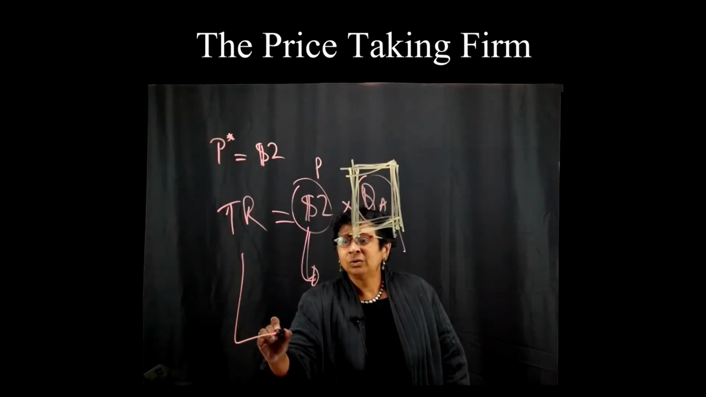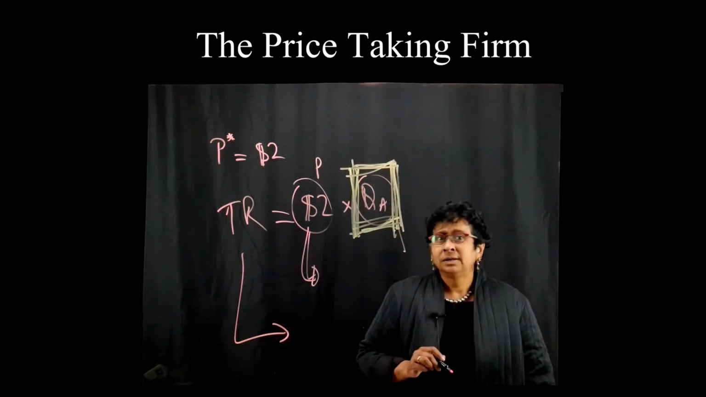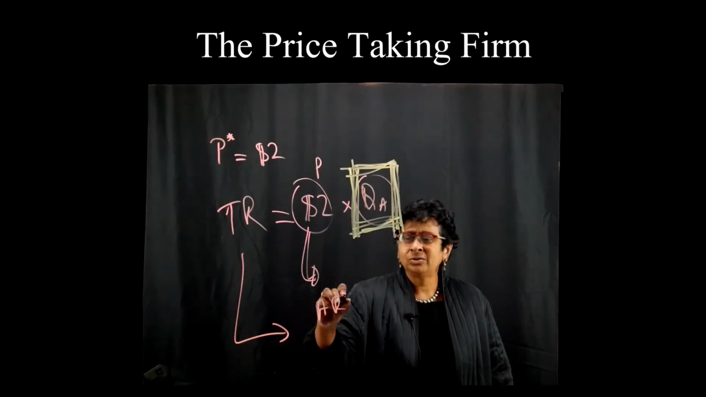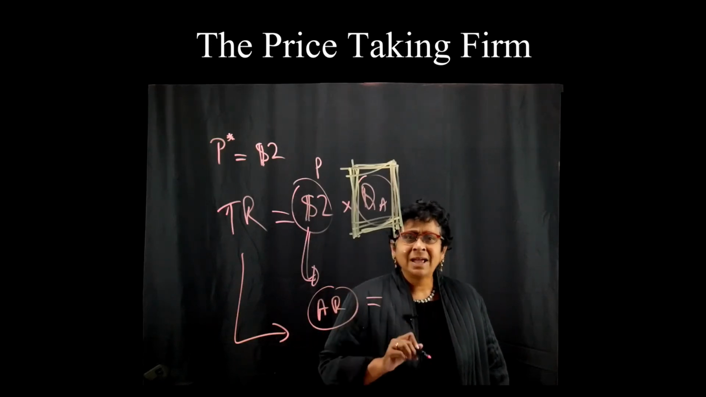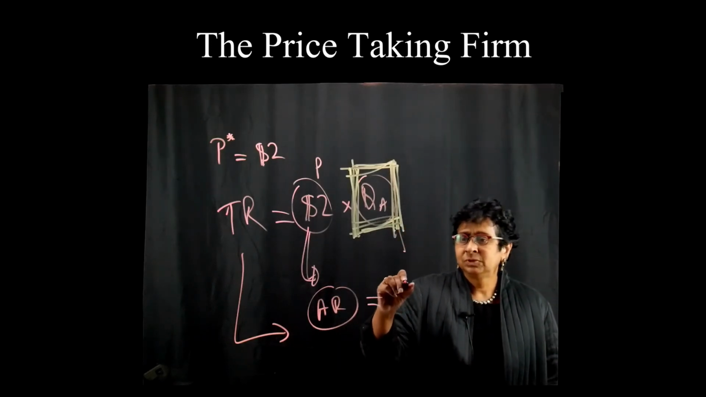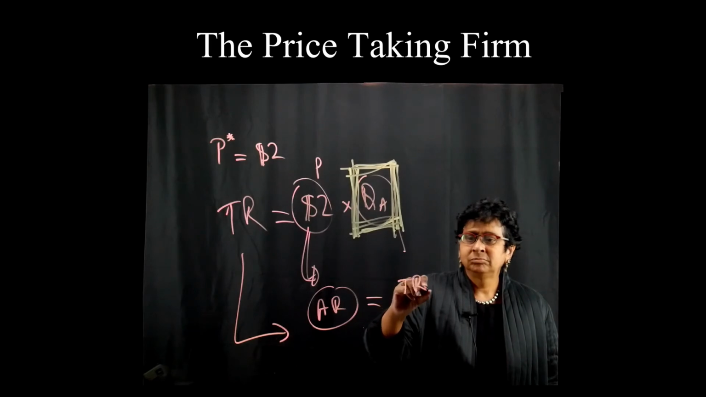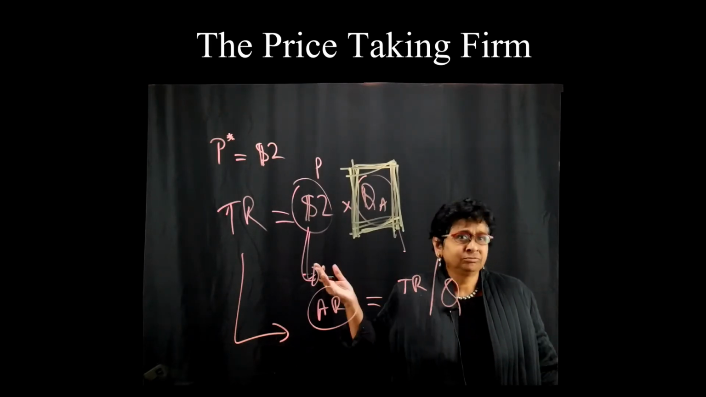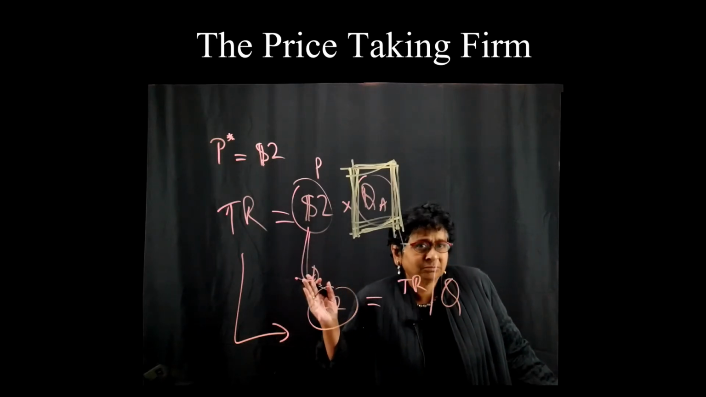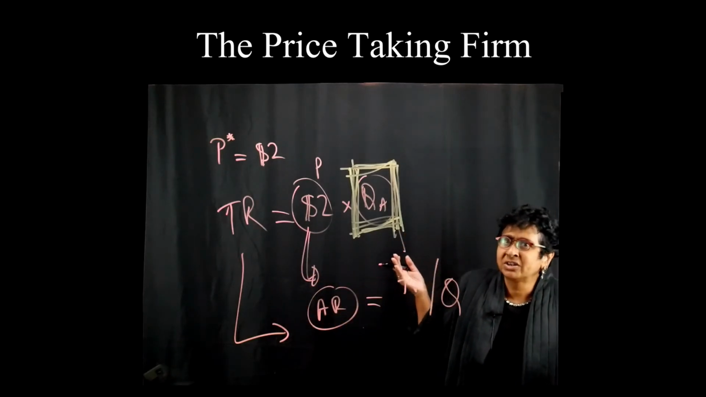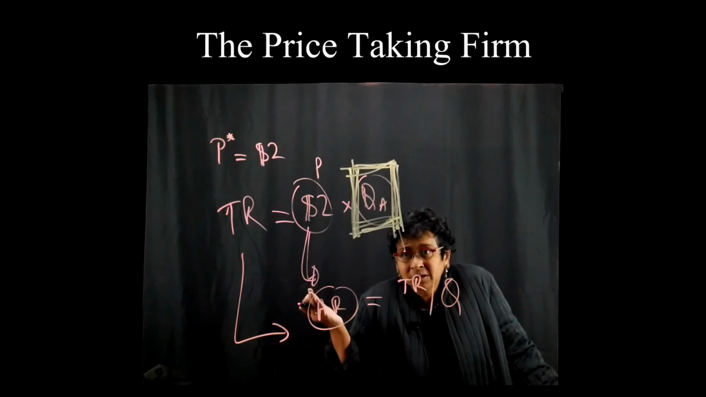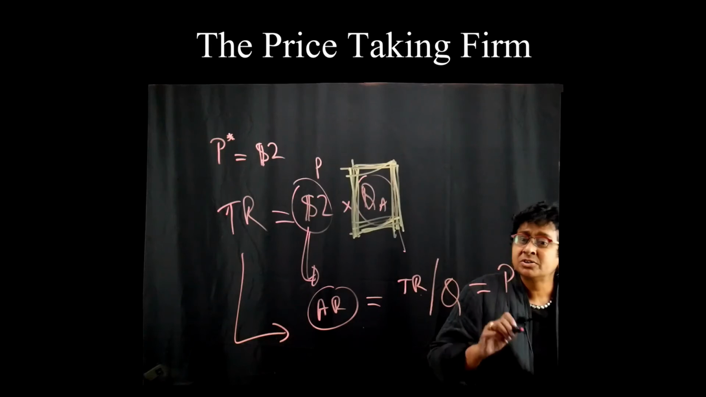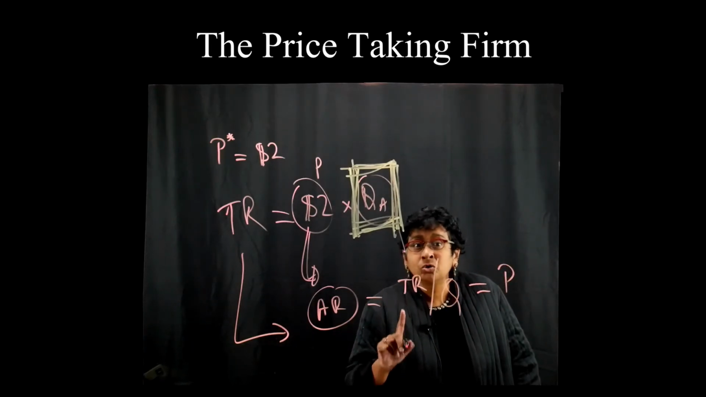So now let's just take a look at your average revenue, AR, and that's just total revenue divided by quantity, right? So if I sold 50 units at $2 a unit, on average, I'm getting $2 a unit. Interestingly enough, that is price.